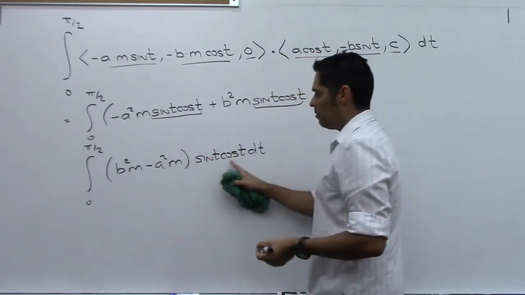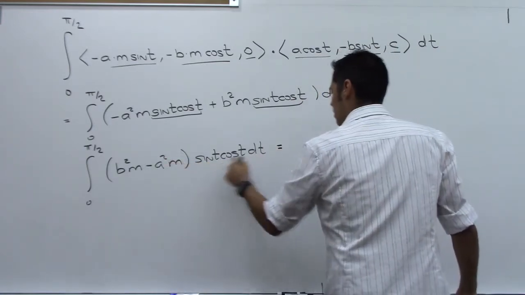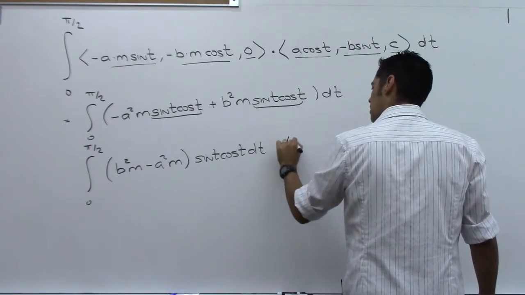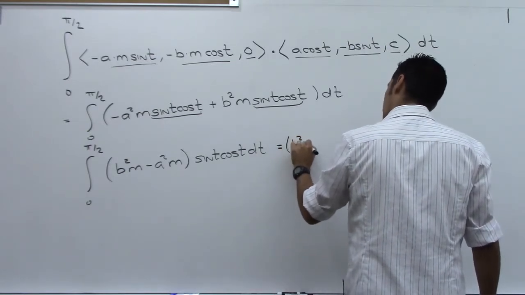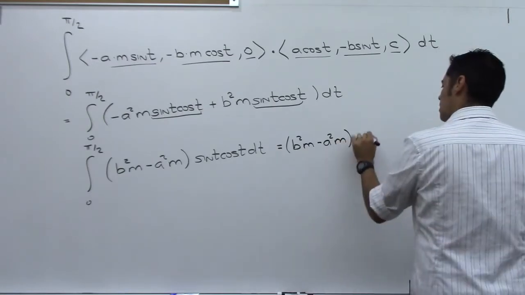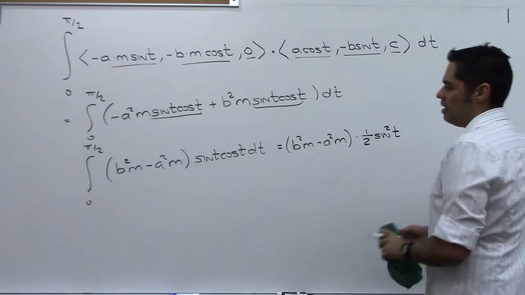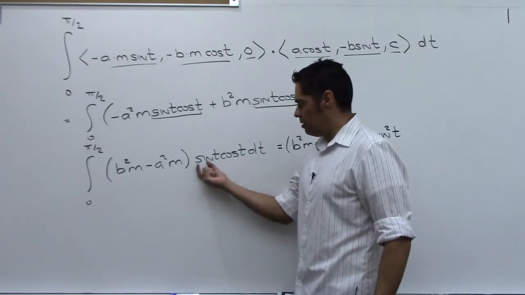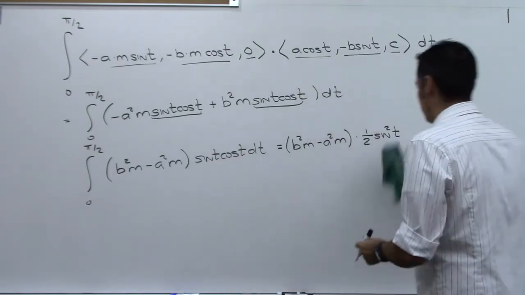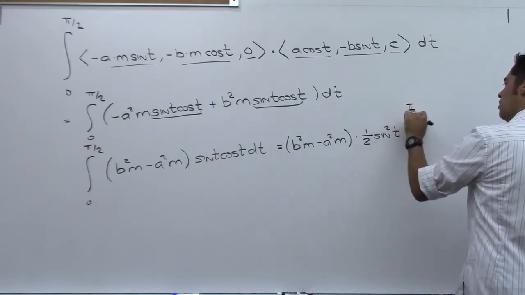So since I'm integrating with respect to t, I don't even need to worry about that. The antiderivative of this is going to be, let's see, b squared m minus a squared m, and then times 1/2 sine squared t. So I just did a quick little u sub. This is u, that's du, so this is it. Evaluated from 0 to pi over 2.